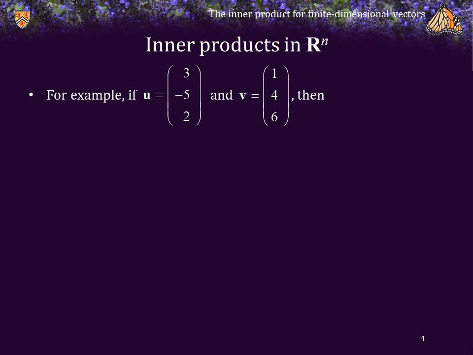So, for example, if I have these two vectors in R3, then we note that the inner product is just the product 3 times 1 plus negative 5 times 4 plus 2 times 6, and that's equal to 6 minus 20 plus 12, which is equal to negative 2.